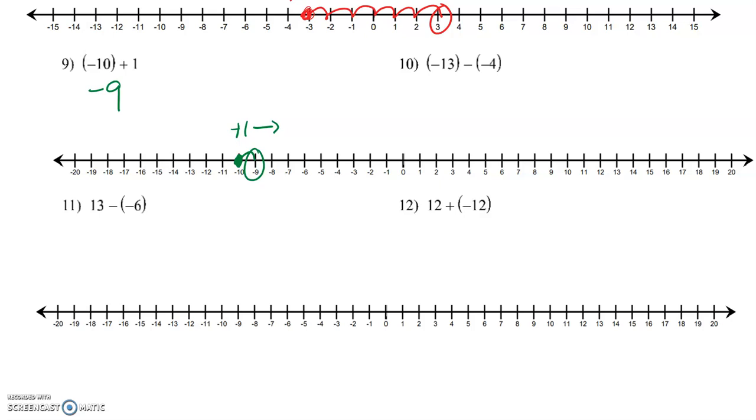Let's look at number 10. It's -13 minus -4. We don't want that subtraction sign. We want it to be an addition problem. So go ahead and try to rewrite that as an addition problem before I do.